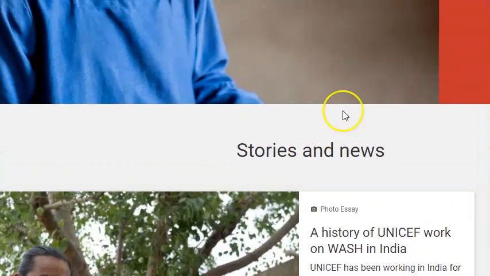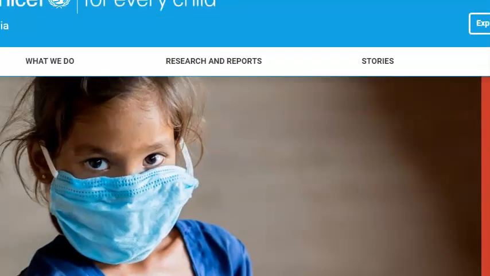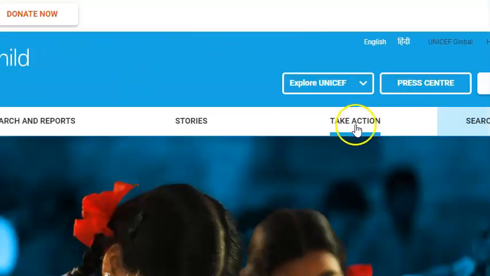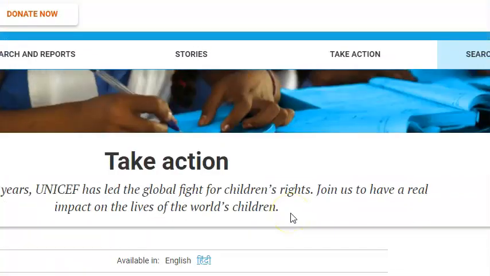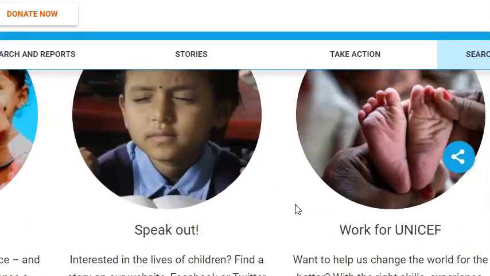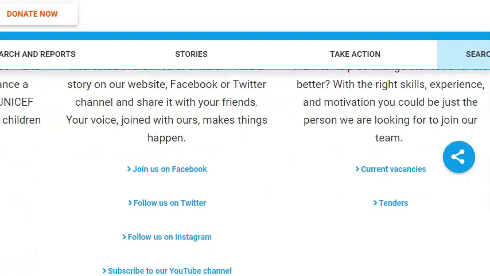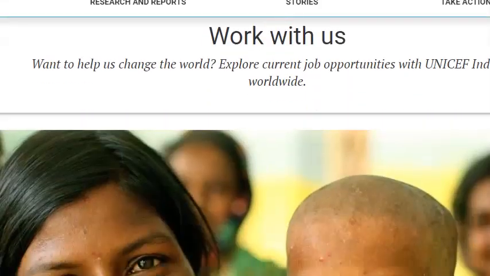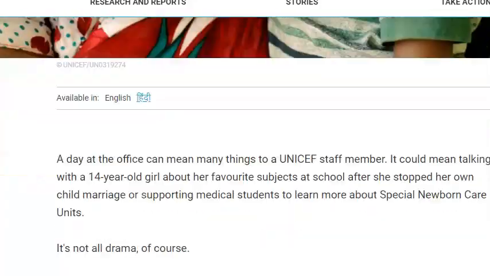So here you have the India page. See, unicef.org/India. Something like take action. If you go on it, children's rights, speak out, current vacancies. No, guys, that is current vacancies. You can work with them if you want. They are looking for volunteers.